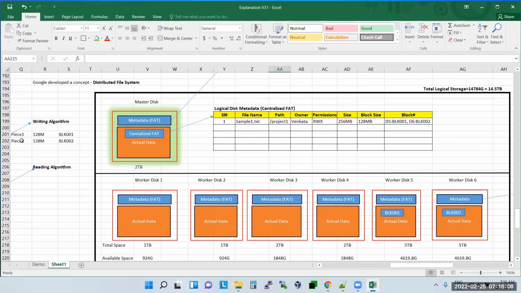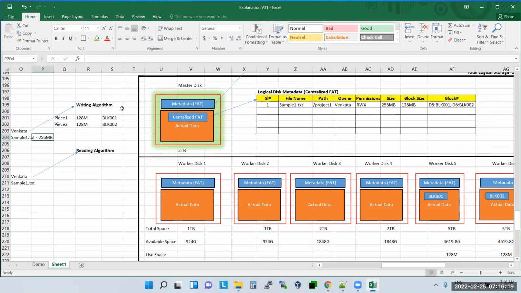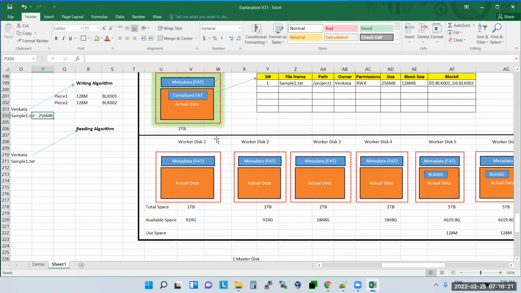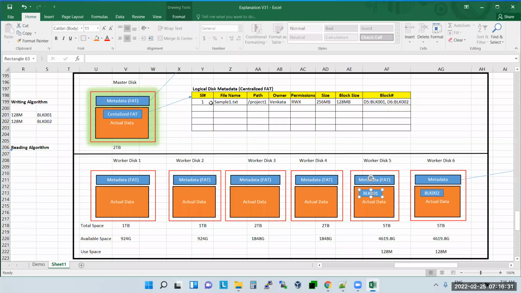So whatever data you write here, let's say I'm writing sample1.txt, which is 256 MB. The software will think this is my entire storage. So it will cut the data into pieces, put the pieces into different disks, and update the metadata in the metadata disk. Understood?